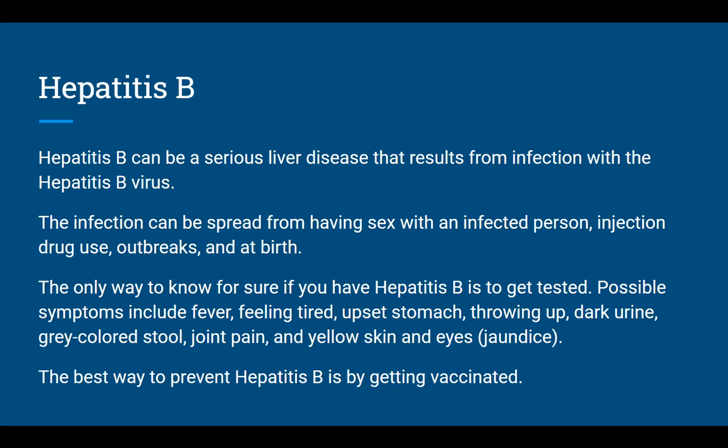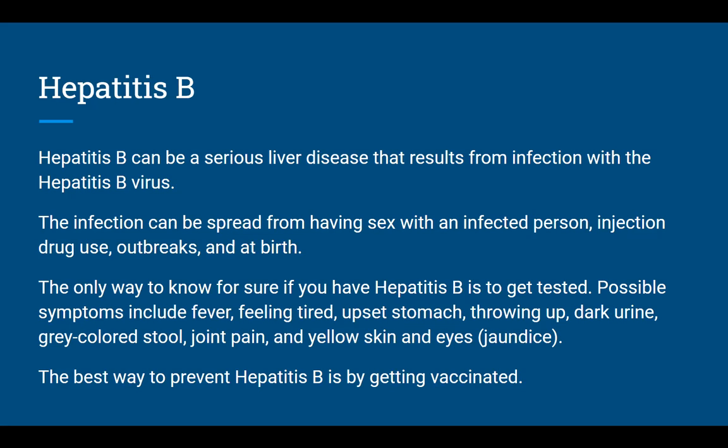All right, so moving on to hepatitis B. This is another virus that is a really serious one. Hepatitis B is a serious liver disease that results from infection with the hepatitis B virus. The infection can be spread from having sex with an infected person, injection drug use, outbreaks, and at birth. The only way to know for sure if you have hepatitis B is to get tested.